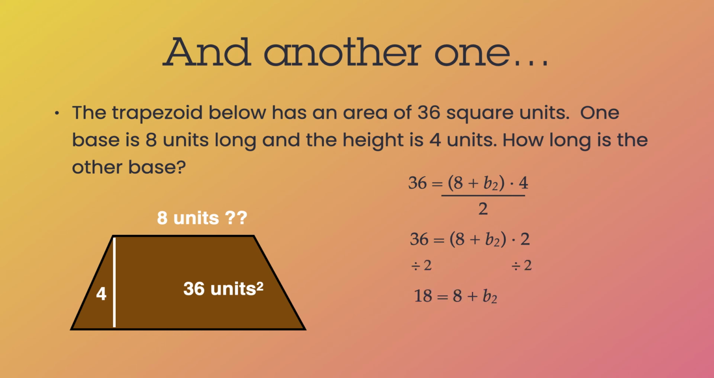So we'll have 18 equals 8 plus B2, and we'll just subtract the 8s from both sides, and we get 10 units being our B2. So our 8 unit base actually was the top one that looks shorter, and the 10 units, B2, would have been the bottom base. But now you've gotten lots of practice with that area of a trapezoid formula. You've worked it when you were given all 3 dimensions. You've worked it when you were given area and only 2 dimensions and flipped that around all kinds of ways.